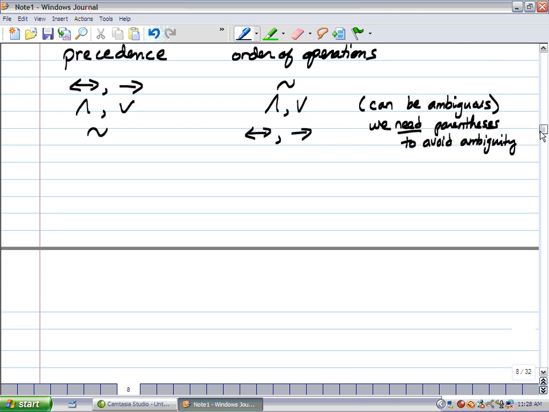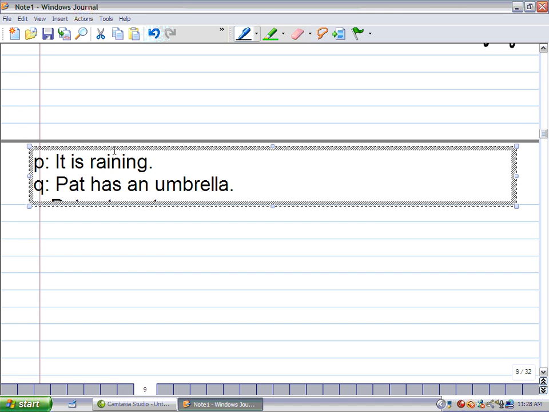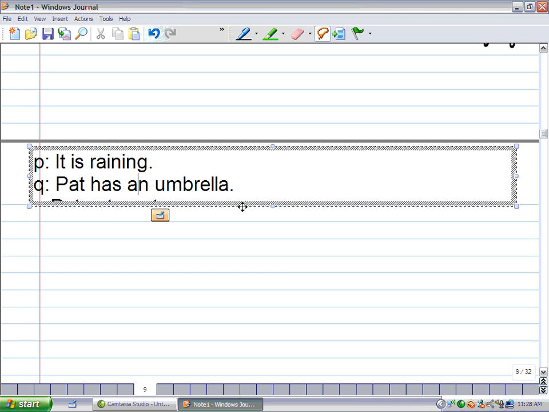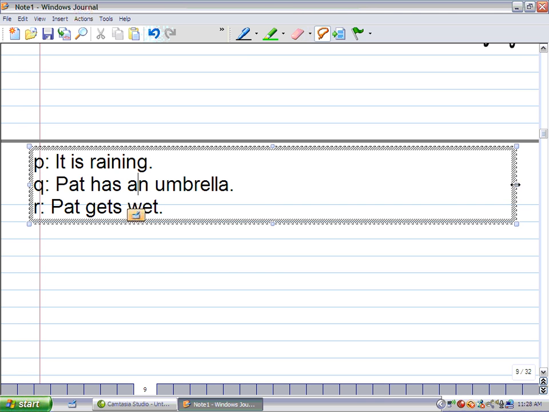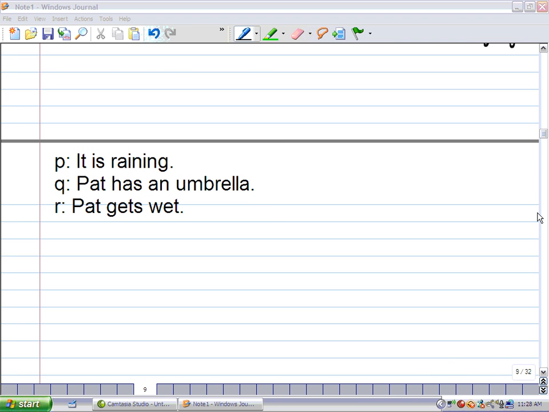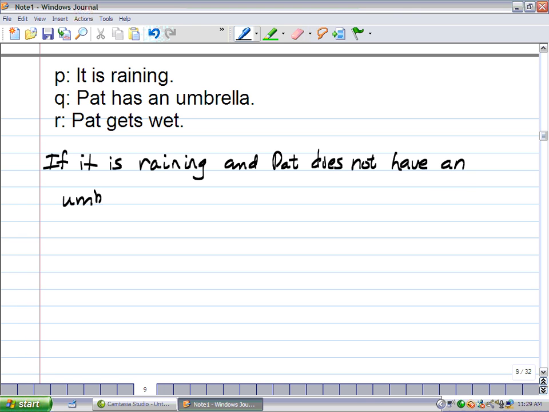Let's look at an example of this, again using our same little statements here. Move them over here so we can see them more clearly. Okay, so let's suppose we want to say, if it is raining, and Pat does not have an umbrella, then Pat gets wet.